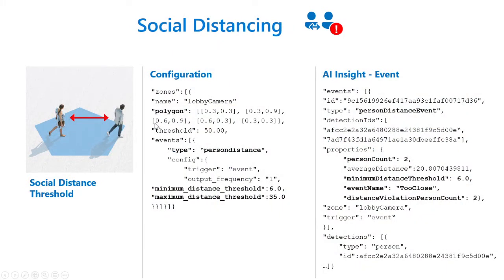In this case, you can still configure the polygon in which you apply the operation. Additionally, you provide the minimum and maximum distance threshold, something like 6 feet or around 2 meters. To the right, the AI JSON sample indicates the event type, in this case person distance event. The event name is too close, and the distance violation person count in this case is 2. In other words, the two people are closer to each other than the minimum distance threshold of 6 feet. The total count of people detected is also provided.